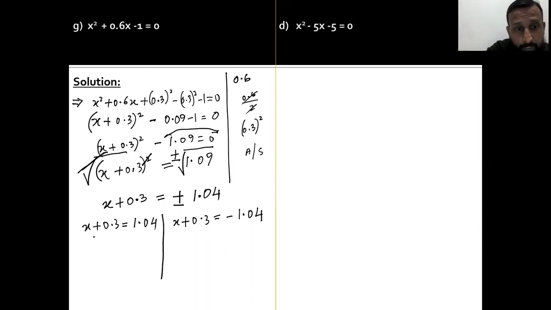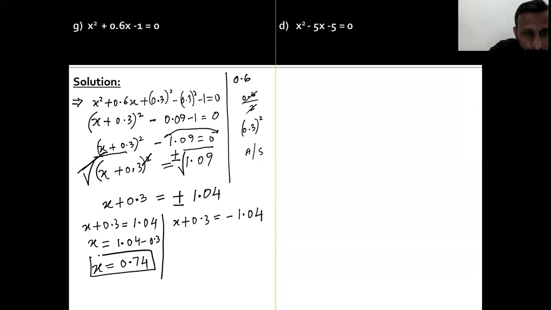Shift the 0.3 on the other side. X equals to 1.04 minus 0.3. You are allowed to use calculator. Feel free to use it. Minus 0.3. So we have 0.74. X equals to 0.74. That's the first answer. All right, dear students. And they have asked us to give your answer correct to two decimal places. So we have two decimal places, right?